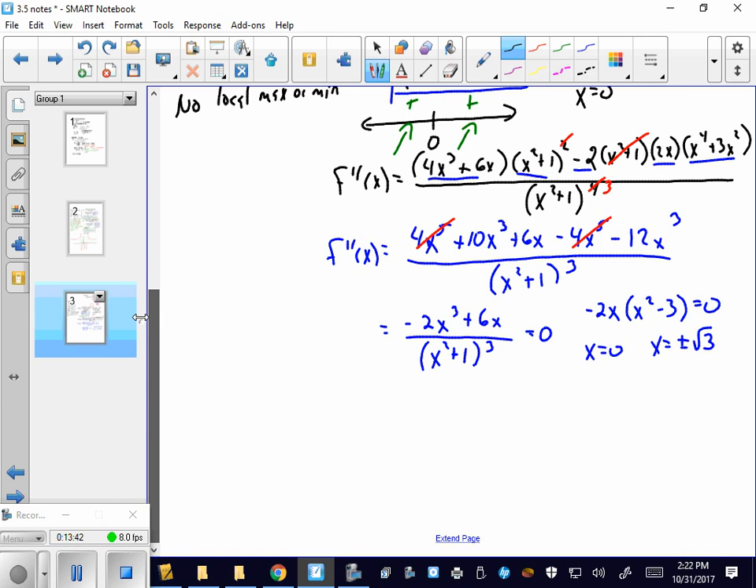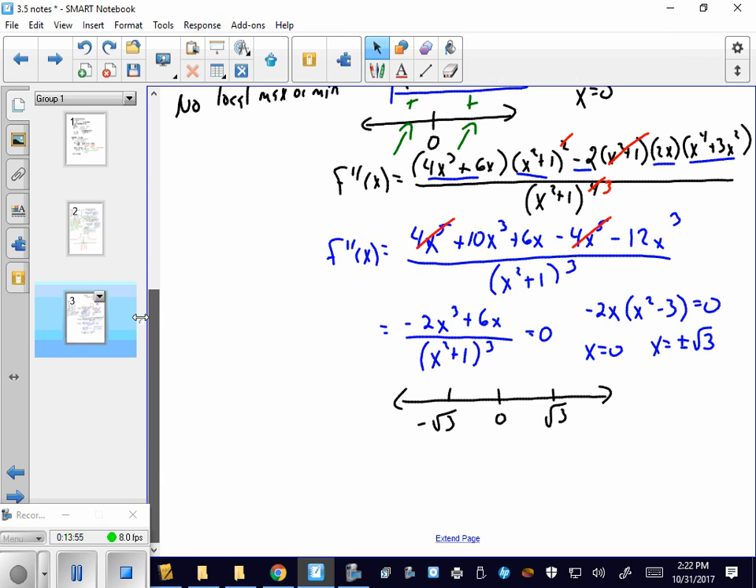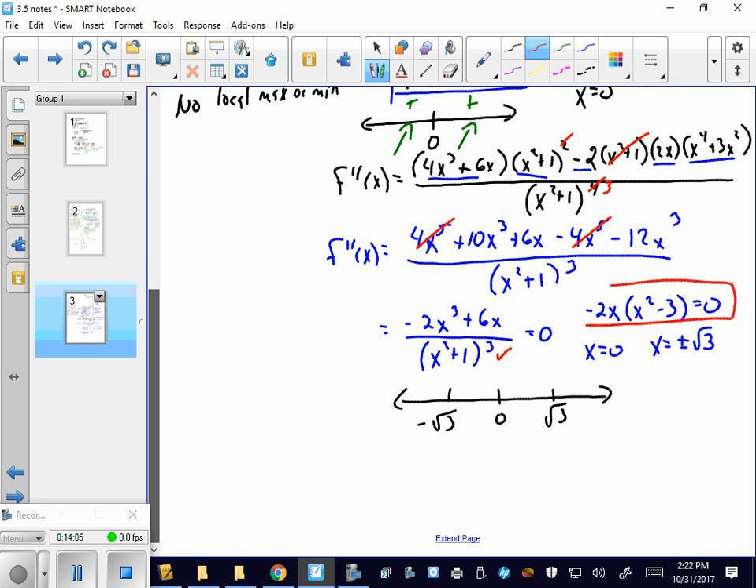All right, let's create our number line for our second derivative. I'm going to have to put on here -√3, 0, and +√3. Now let's test values around that. Remember, we're going into the second derivative. Remember that the denominator is always positive. So I'm really only going to test in here, which is going to be much easier to deal with.